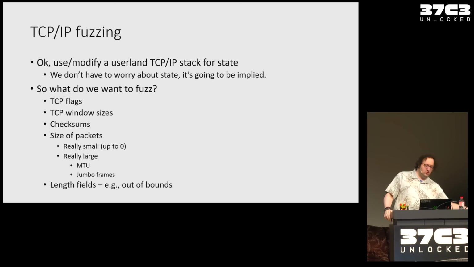Obviously, the size of packets is interesting, right? What happens if you get a zero-sized packet? Is that even legal? Spoiler: turns out for UDP it is legal, for TCP it is not. What if you send really large packets, larger than the MTU? What if you use jumbo frames and so on? Some of this triggers fragmentation, some of it doesn't.